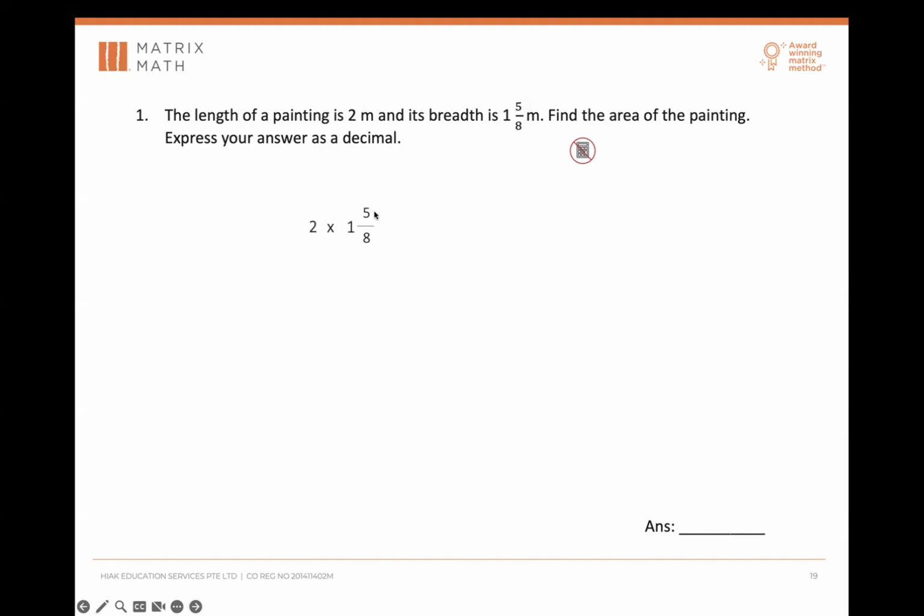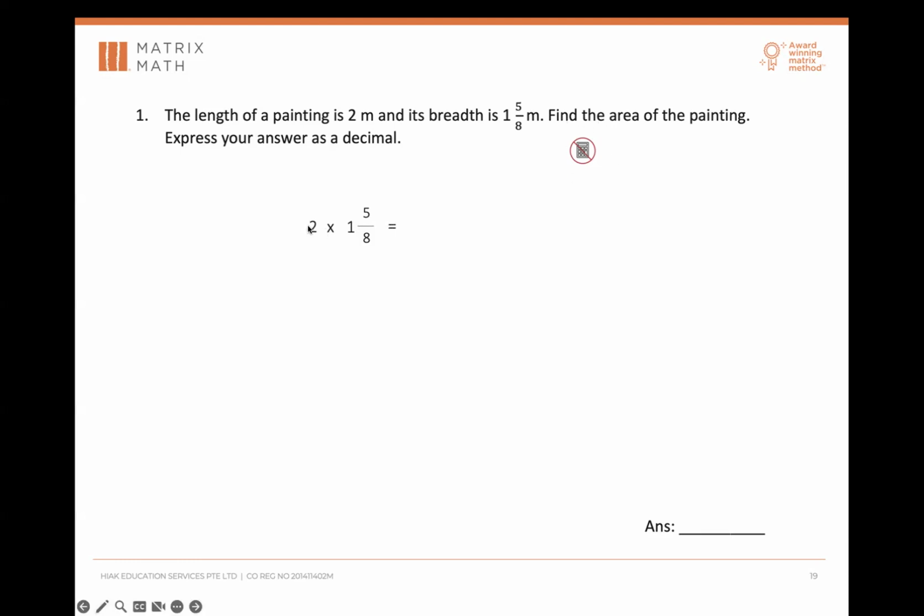So before you multiply, there's a few ways to do this. One is the whole number multiplied by the whole number, and the whole number multiplied by the numerator here. I find this is the easier method. The other way to do it is convert the mixed number into an improper fraction, and then you multiply. I would say the first method is easier because you do not need to deal with huge numbers, especially when you are not allowed to use a calculator.